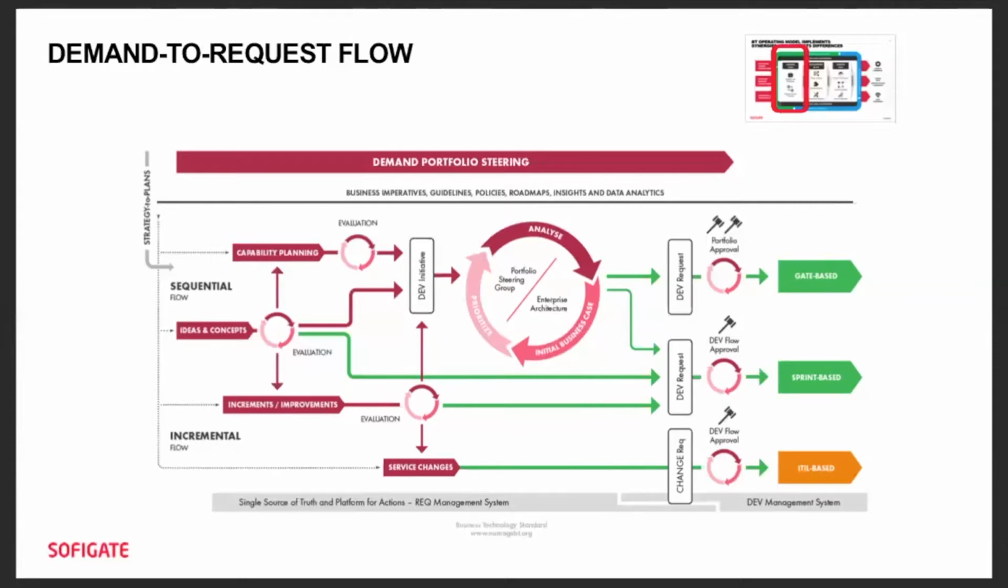To help us through the demand to request flow, we have 4 types of demand. That's really because it sets the decision process and to some extent also tells us how this demand is to be developed. As I said, we talk about 4 different types. Capability planning, which is major business capability development, like a new CRM system, new ERP or something like that, a major change to the IT landscape.